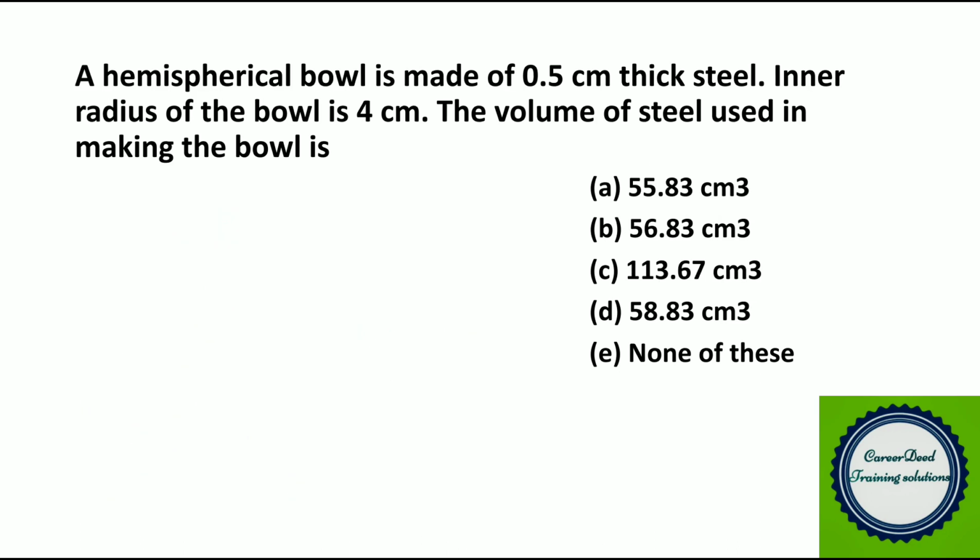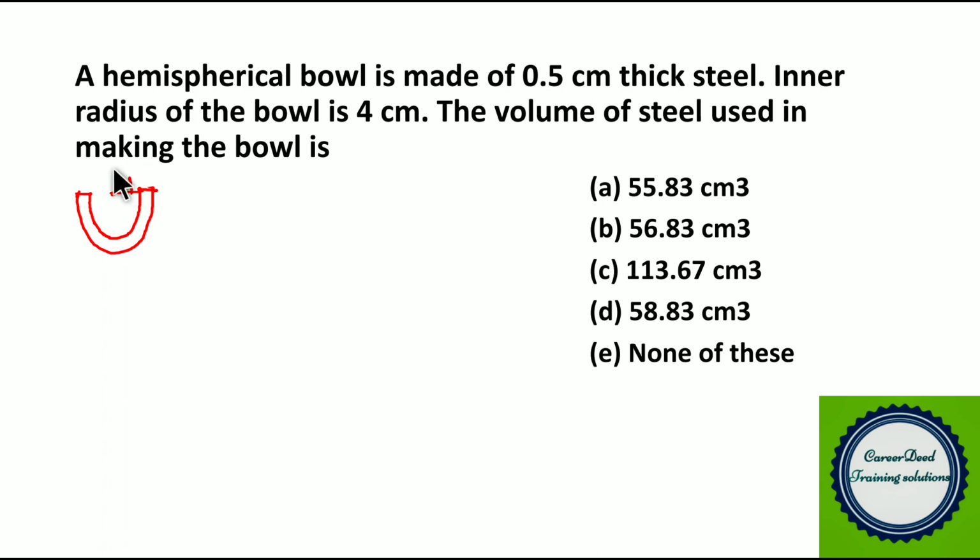A hemispherical bowl is made of 0.5 cm thick steel. Inner radius of the bowl is 4 cm. The volume of steel used in making the bowl is dash. So you have a hemispherical bowl like this. It is made of 0.5 centimeter thick steel, so this hemispherical bowl is this much thick, and inner radius of the bowl is 4 centimeter. So from this part to this part it is 4 centimeter.